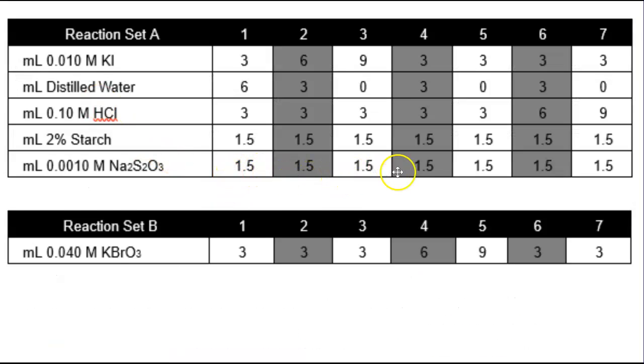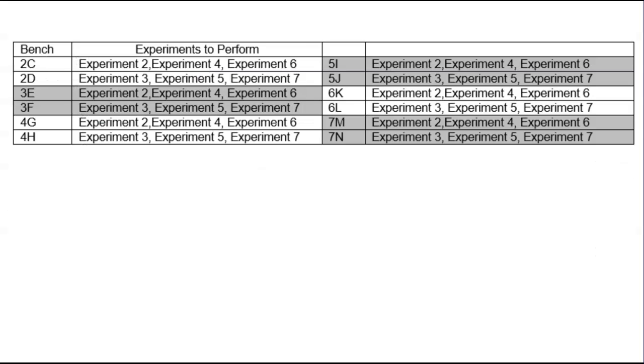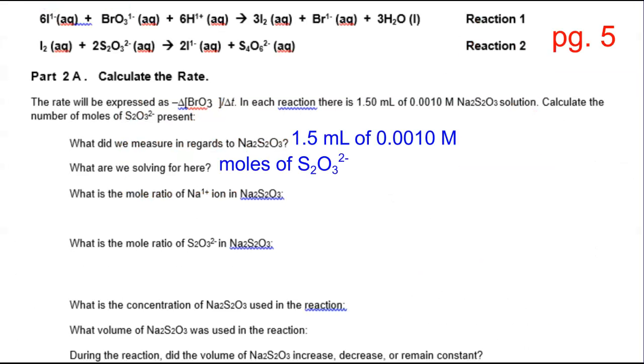So we're going to go back a couple clicks here and right here, and we're going to see, look what happened here. The volume was constant. In every experiment you did, you should have added 1.5 milliliters. Okay, so we can answer constant for that spot.